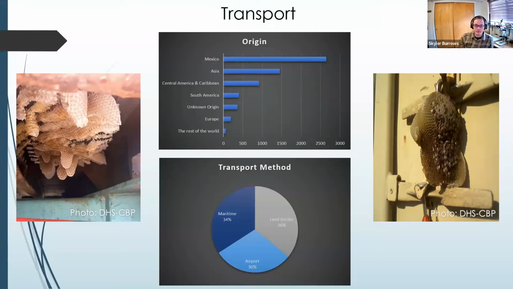So when focusing in on the US, most of the bees that have been introduced here and collected at our ports of entry have come from Mexico, next closest Asia, and then down from there. We're finding that the transport method of the invasives found at the border is pretty evenly split between land, water, and air, which sort of surprised me.